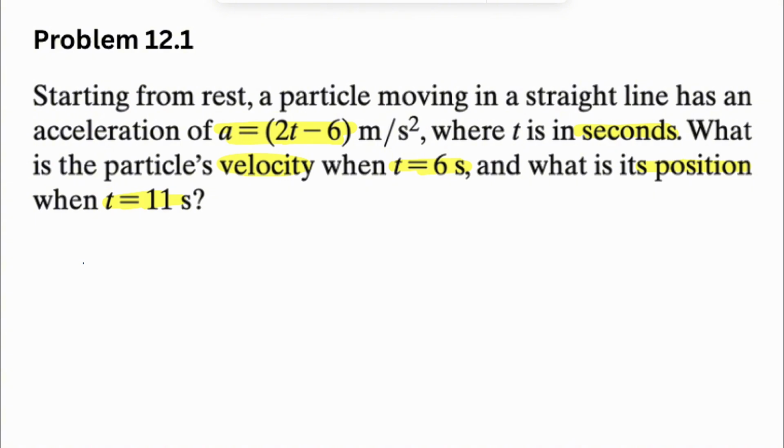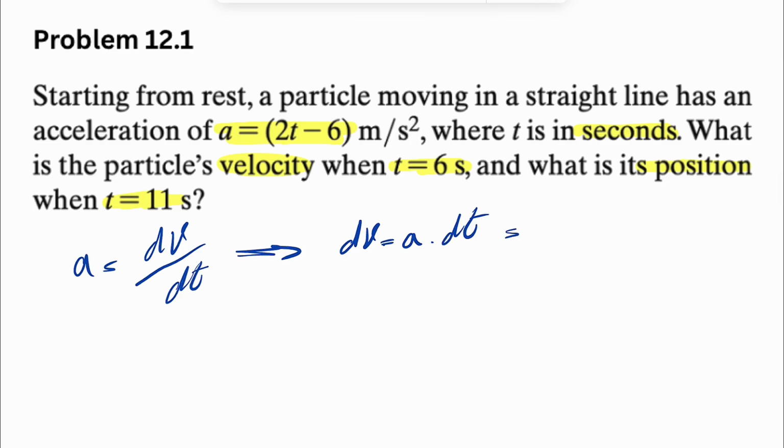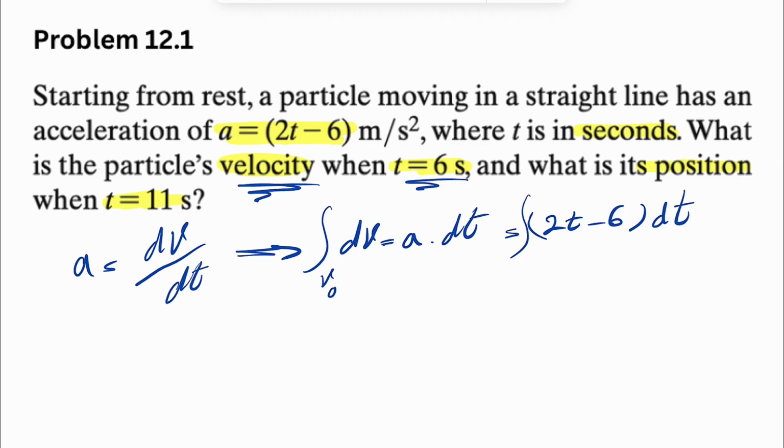First things first, we know the acceleration is the derivative of the velocity with respect to time, and what we have here is the acceleration, so let's just cross multiply this. dv is equal to a dt. So we have a, 2t minus 6, dt, and because the question is asking for the velocity at t equal to 6 seconds, we do the integral on each side of this equation. dv would go from v0 to the v that we're going to have, and the time would be from 0 to 6 seconds.